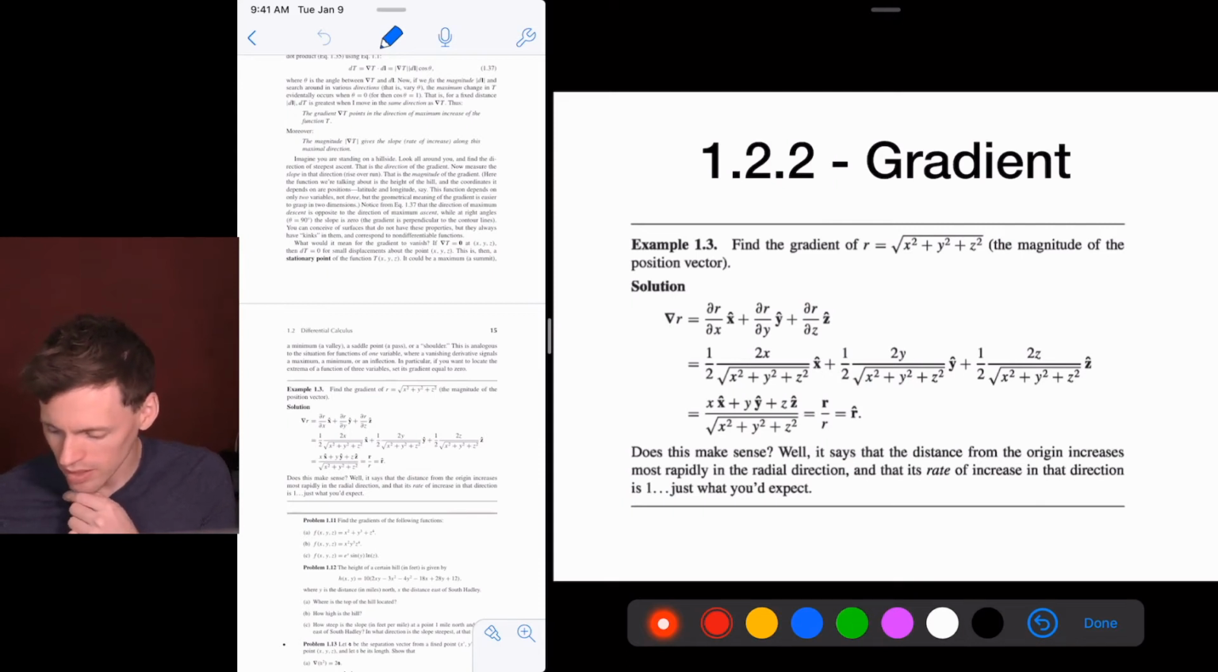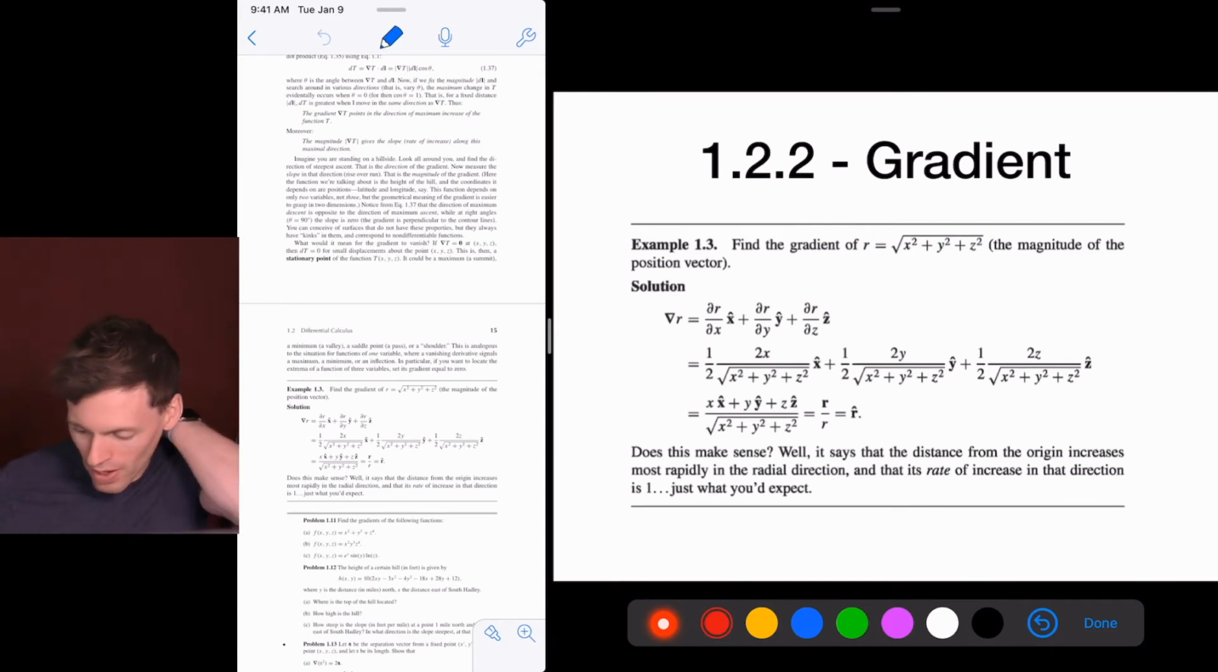Well, it says that the distance from the origin increases most rapidly in the radial direction, and that its rate of increase in that direction is 1, which is just what you'd expect.